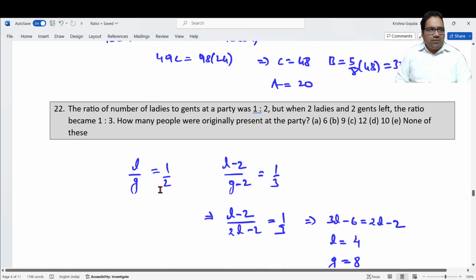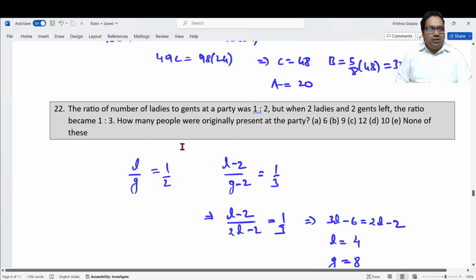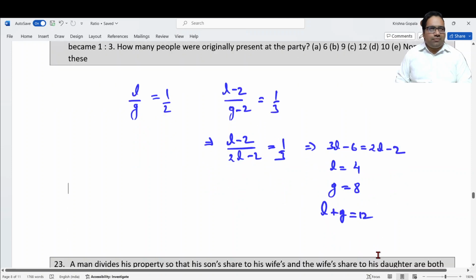Let's substitute. L by G equal to 1 by 2, so G equal to 2L. Let's substitute G equal to 2L in this equation. L minus 2 by 2L minus 2 equal to 1 by 3. Let's cross multiply. 3 into L minus 2 equals 2L minus 2. That means L equals 4. If L is 4, G will become 8, right? L is to G equal to 1 is to 2. How many people were originally present? Ladies are 4, gents are 8. So that means total are 12.